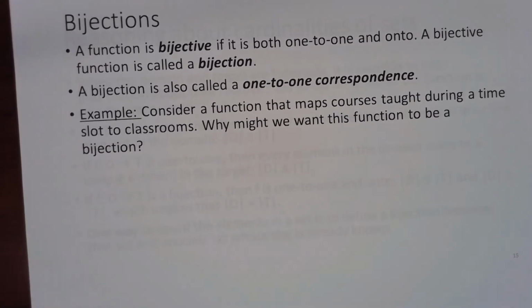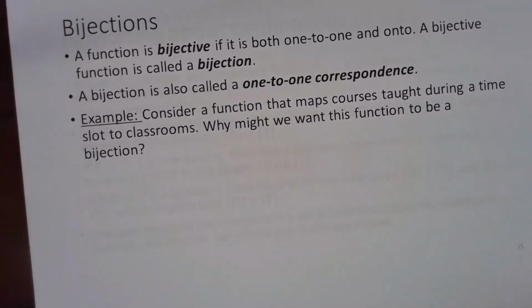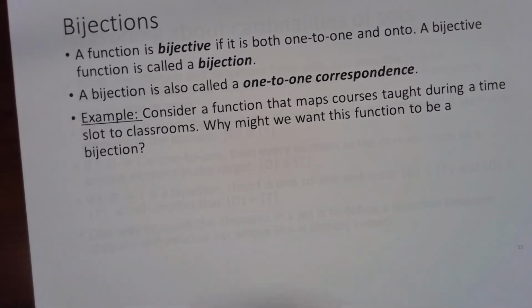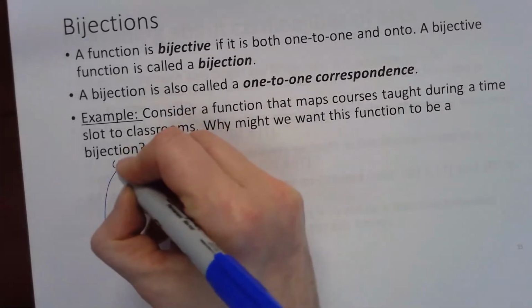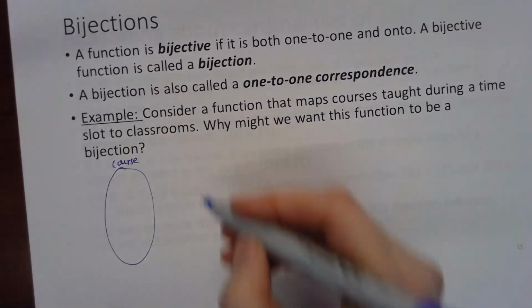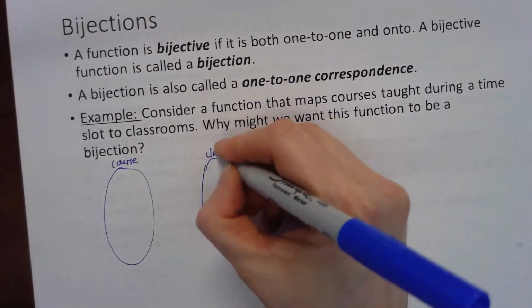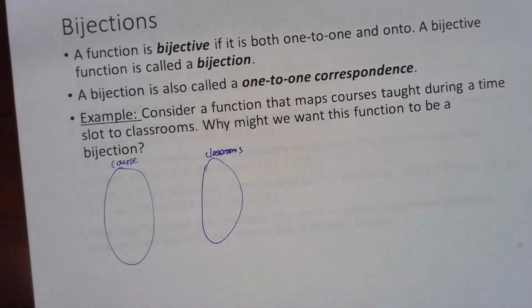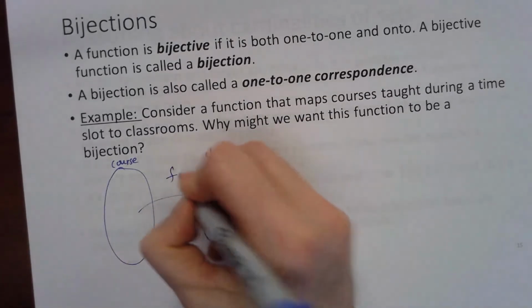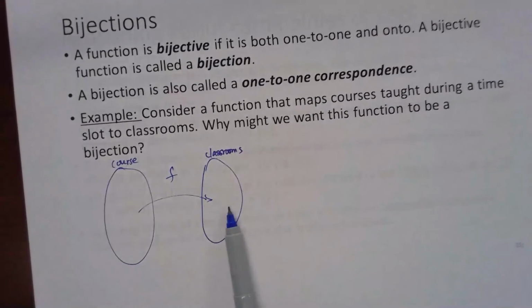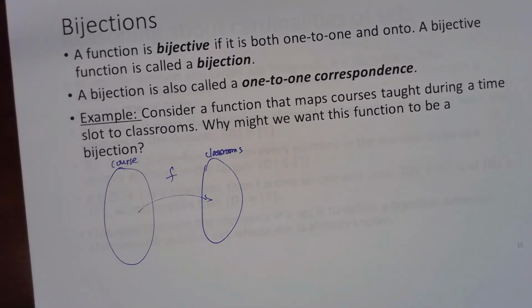That might be the word that you've seen more frequently. Okay. So often it's very convenient, and most of the functions that we use, we like them to be one-to-one and onto most of the time. For example, let's say we were trying to write a function that maps the courses taught during a certain time slot to a classroom. Here we've got the courses, that's our domain, and here we've got the classrooms, that's our target, and we have some function that maps courses to classrooms during a particular time slot, say the 3 to 4:15 time slot.